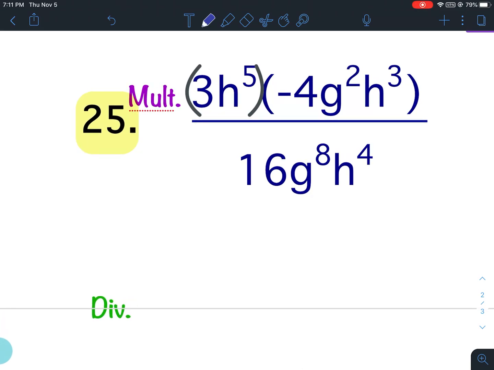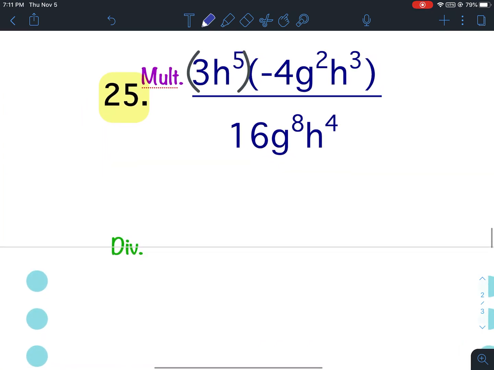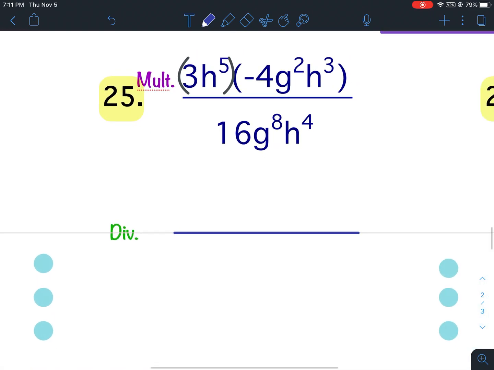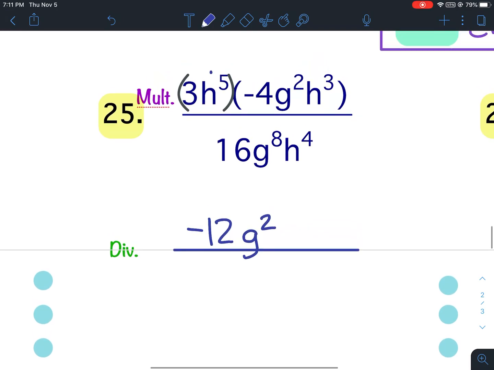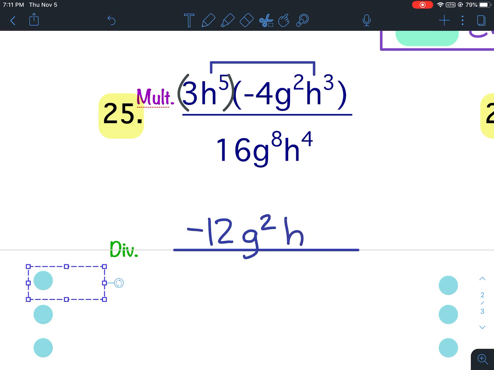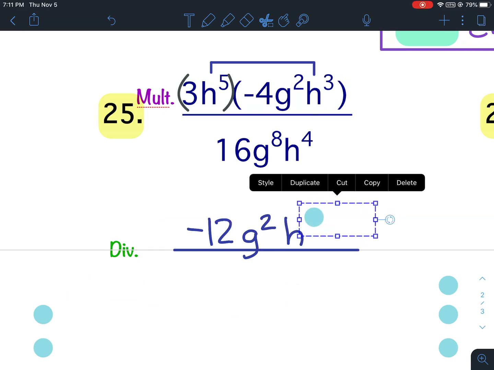Okay, for 25, before I can divide, I have to simplify the numerator by multiplying. So 3 times negative 4 is negative 12. I've got g squared, and then I've got h to the fifth and h to the third. So there's only one g term. I just bring it down. For the h to the fifth and the h to the third, though, when you multiply, you add exponents. So you need to add those exponents together to get that exponent there.